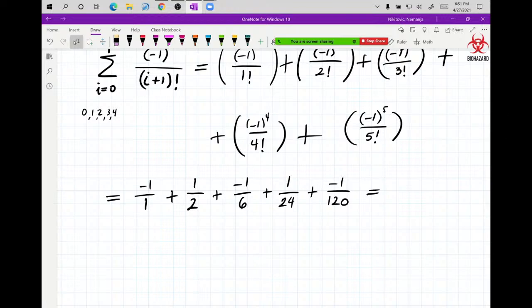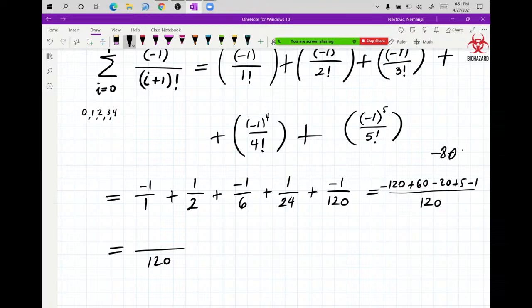Now, common denominator here is 120. And then we can just go and figure out all of the values. So this is negative 120 on the first, plus 60 on the second, minus 20 on the third, and then plus 5, and then minus 1. Okay, so those are the common denominator. We have 120. What do we have on top? We have negative 60, negative 80. That's negative 80. And then plus 4 is negative 76.